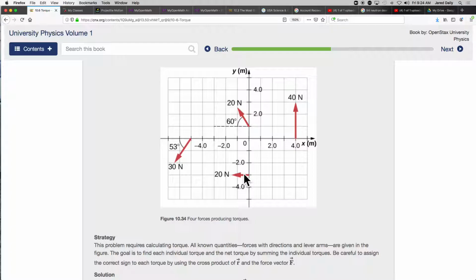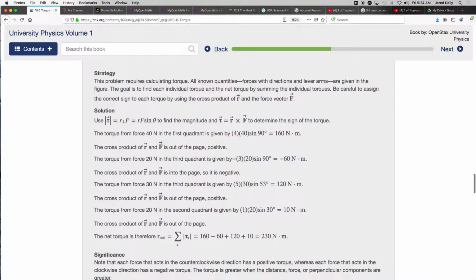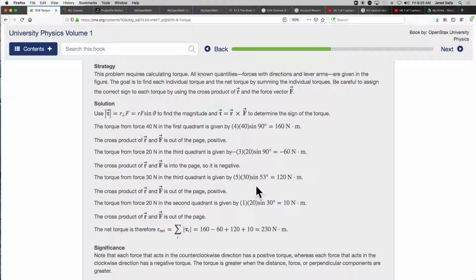But for all of them, you just take the magnitude of the distance from 0 out to the vector, then the length of the force vector, you multiply those two things together, the R times the F, and then the sine of the angle between them. In the case of this one, it's 90. In this case, it's 90. In this case, it's 180 minus 53. And in this case, it's the 60 plus 90. Right? And they do all those calculations down here, and also they do the right-hand rule thing.